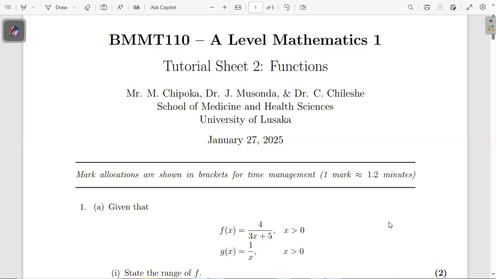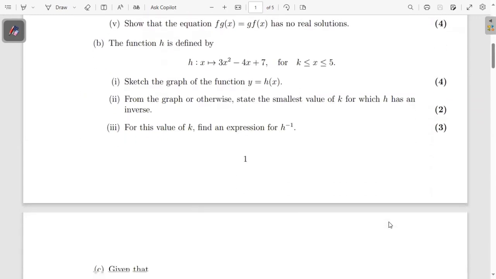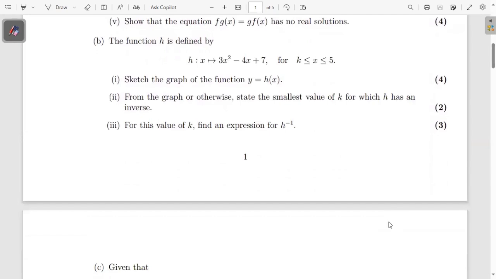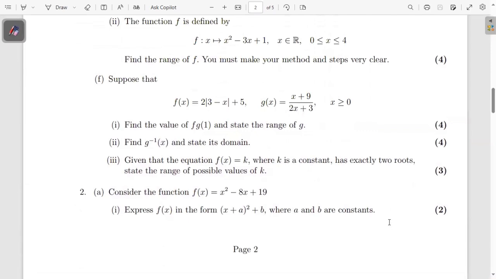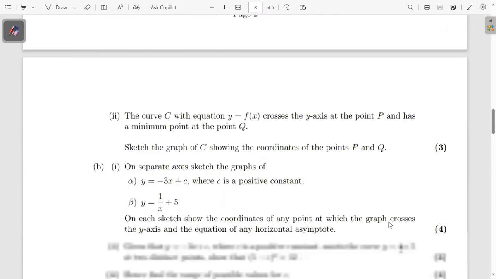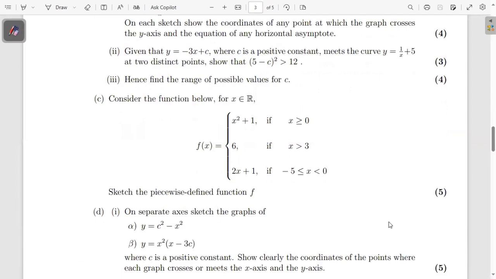So in this video, we are going to solve our tutorial sheet 2 questions for Unilas campus. These questions are on functions, different types of functions. So we have rational, like these ones that look like fractions. We also have quadratic, the ones that look like this. We also have modulus functions, these ones in bars. And then there's a piecewise function like this one here.